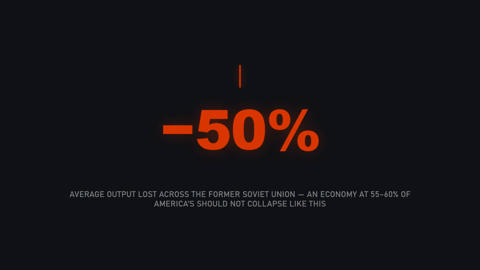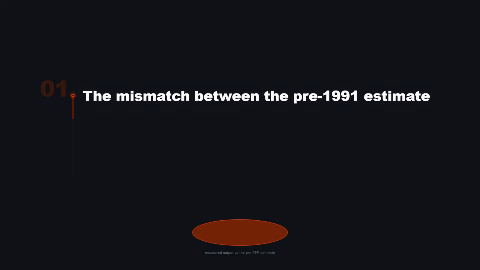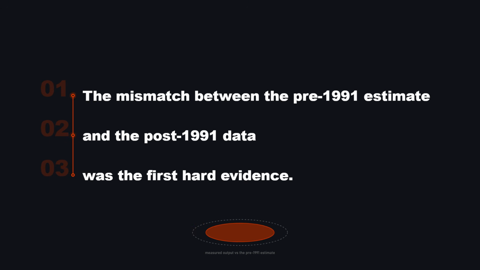The scale of the Soviet collapse struck many economists as difficult to reconcile with a starting point of 55 to 60% of American GDP. An economy that large should not have produced contractions this deep across so many republics at once. The mismatch between the pre-1991 estimate and the post-1991 data became the first hard evidence the CIA's number had measured something other than real output.